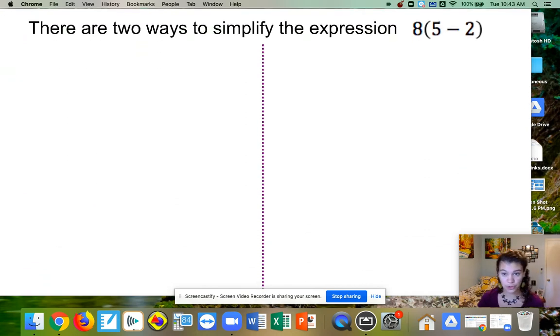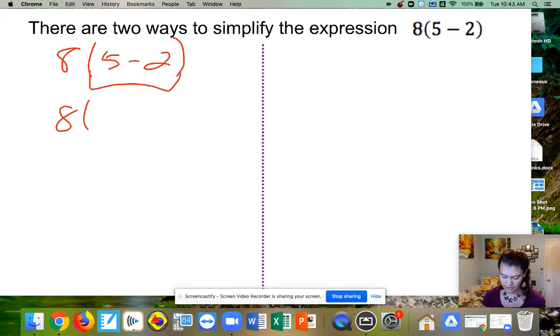Okay, so there's two ways to simplify this. First of all, we can do order of operations like this. So you get 8, subtract these together and you get 3, and then 8 times 3 is going to give you 24. And that's done.